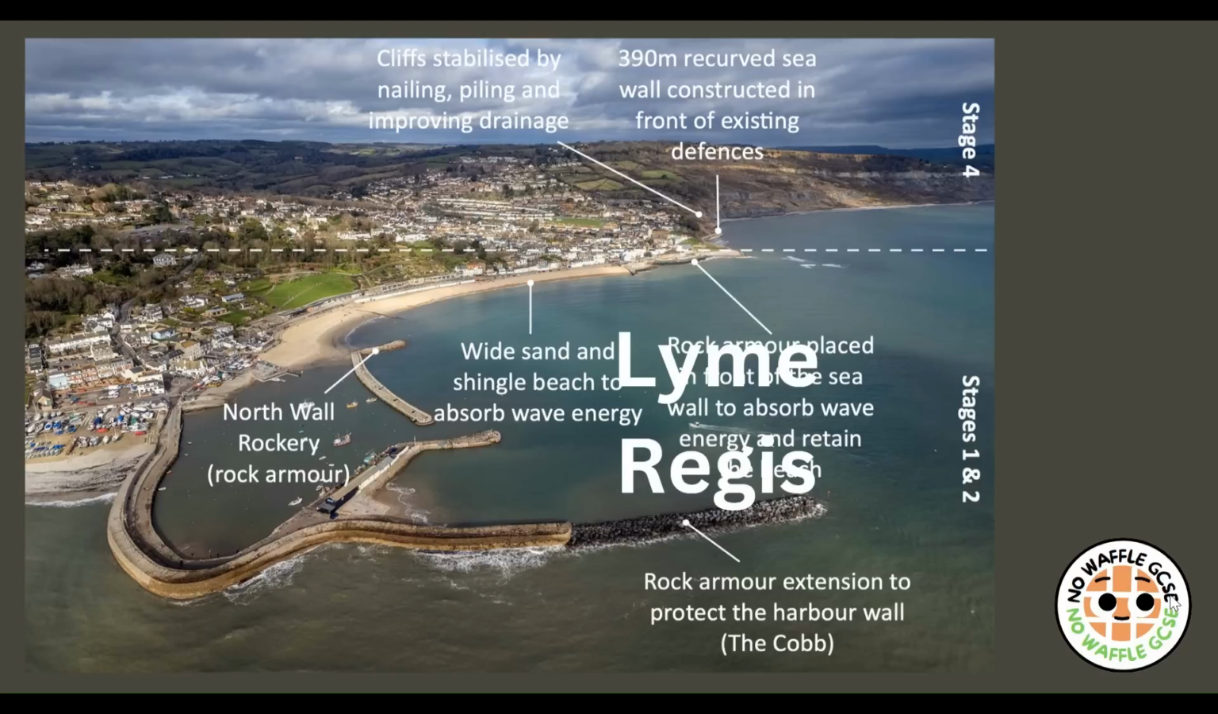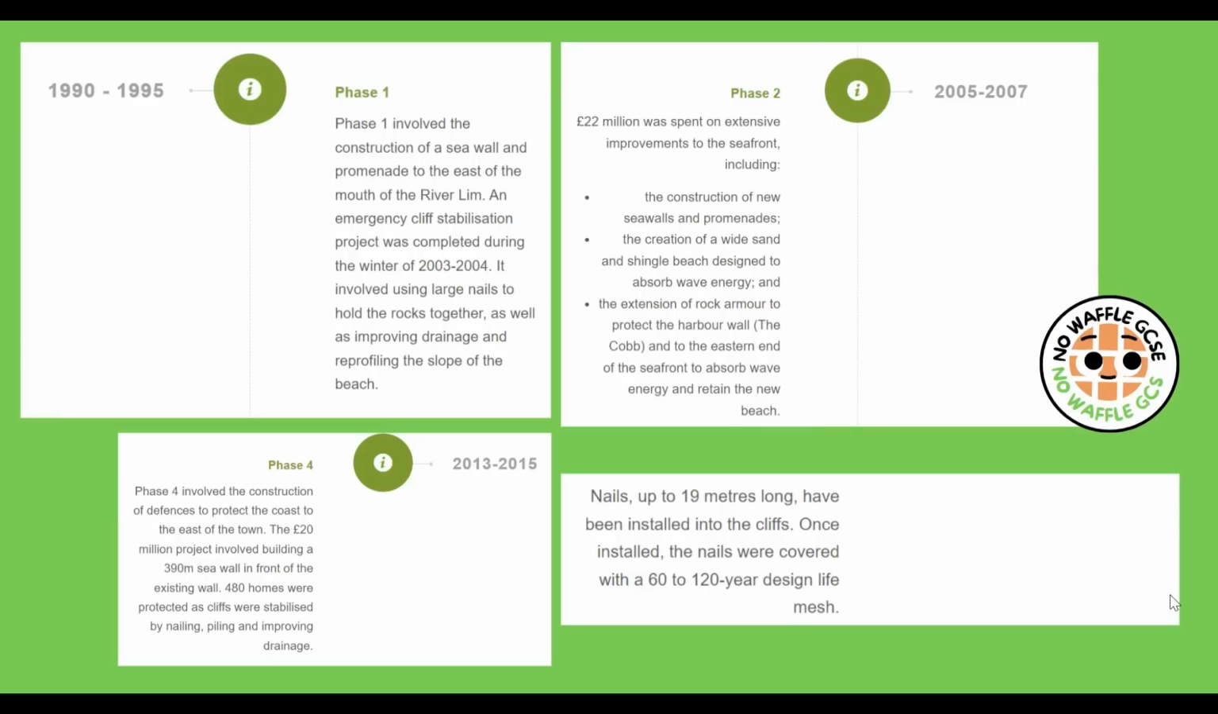You've got the North Wall Rockery, so rock armour. Cliffs being stabilised by nailing, piling, improving drainage, wide sand and shingle beaches. There's a harbour wall and a recurved seawall. So you can see, hopefully, through this image, the different things that have been happening. Don't worry, you do not have to note this down because we are looking at the different stages in this image here.